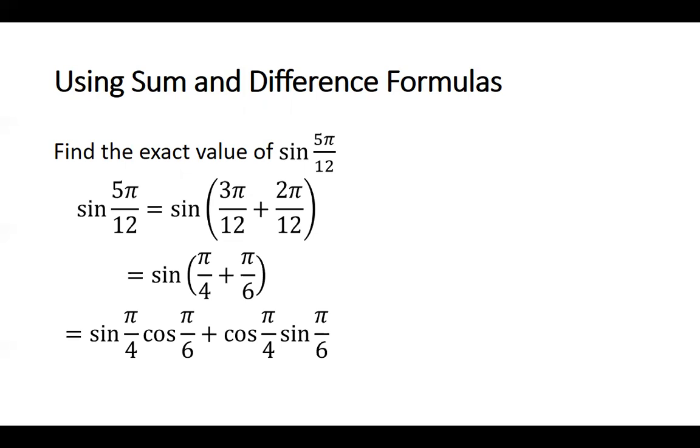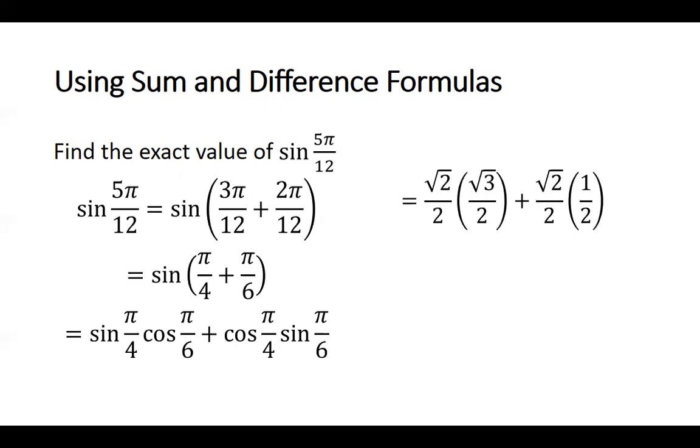So we just substitute pi over 4 as alpha, pi over 6 as beta, and we plug it into our sum of sines formula. And now that we have that, we can use that unit circle. Well, the sine of pi over 4 is the square root of 2 over 2. The cosine of pi over 6 is the square root of 3 over 2. The cosine of pi over 4 is the square root of 2 over 2. The sine of pi over 6 is 1/2.